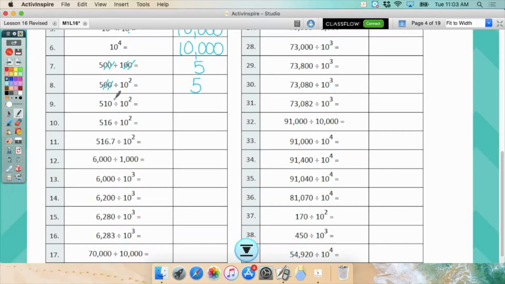The next one, I can't cross off 2 zeros, so I'm going to use the decimal hop. So if I hop the decimal, my answer will be 5.10, but do I need that 0? No, so I'm not going to write it. The next one, how many times do I hop the decimal? 2. 2. 5.16.